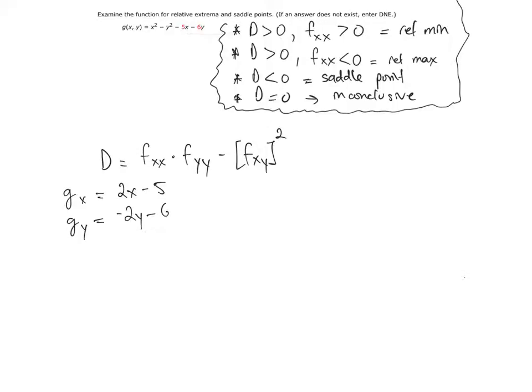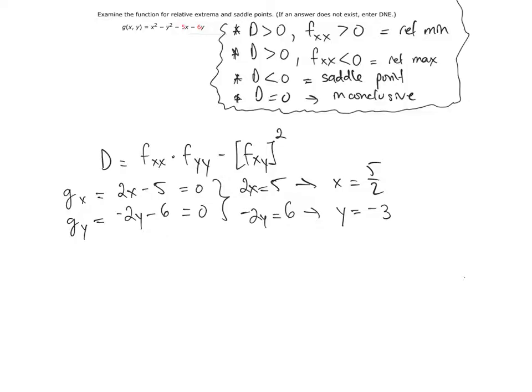Now let's find a critical point, when x and y are equal to 0. So you set both equations equal to 0, and then you can solve for x and y. So 2x equals 5, x will be 5 over 2, and negative 2y equals 6, y will be negative 3.